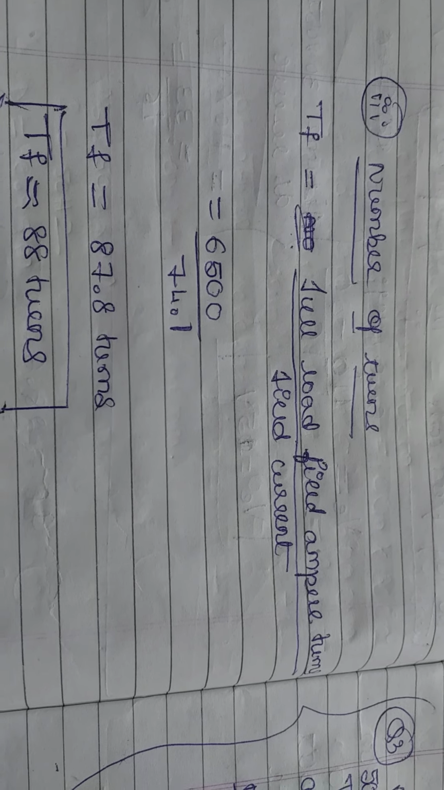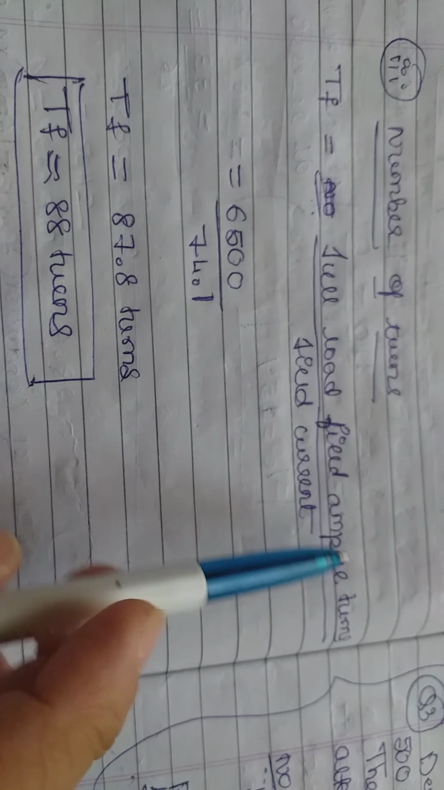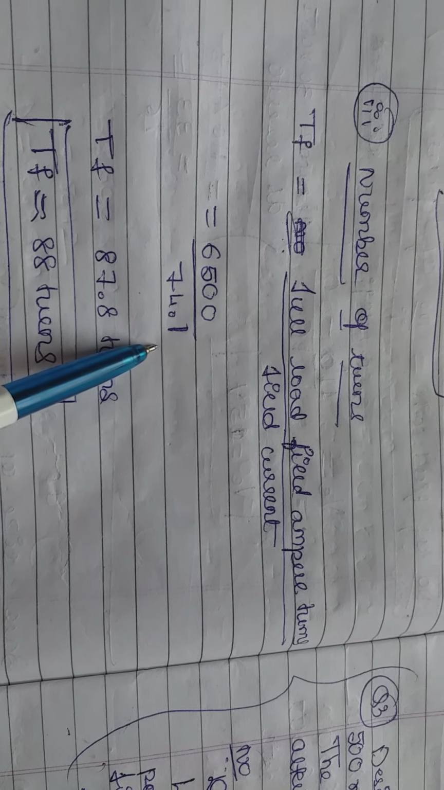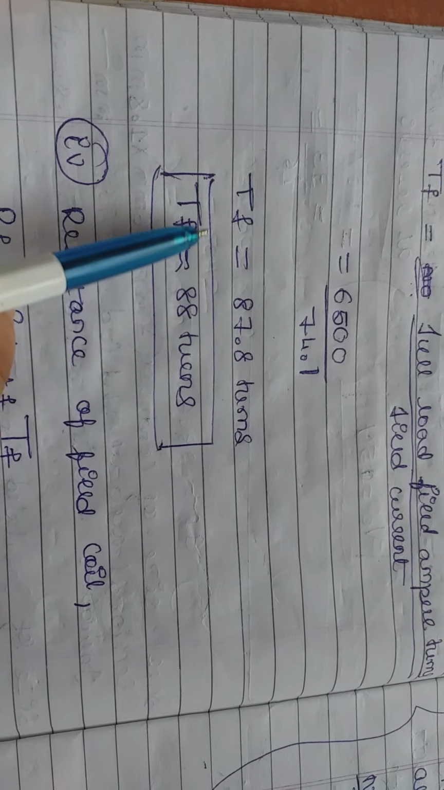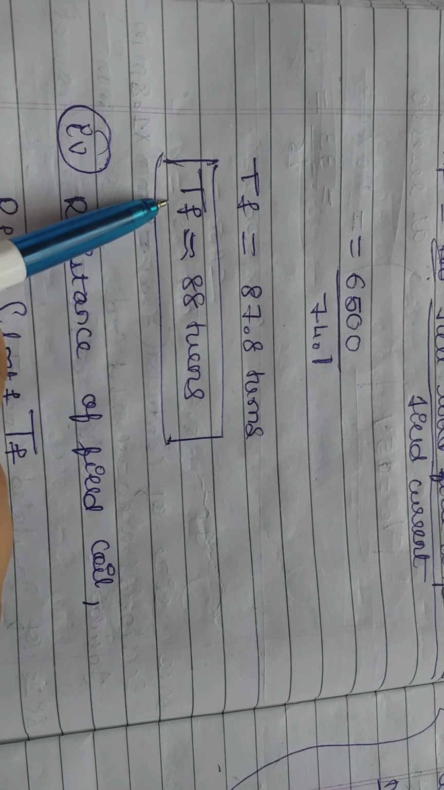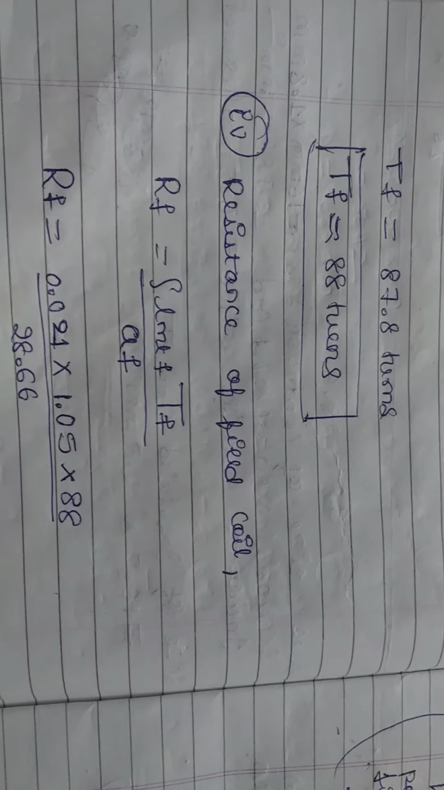Next our aim is to find out number of turns here. So number of turns is equal to full load field ampere turns divided by field current. Full load field ampere turns they have given and the field current also just now which we calculated, which is 74.1. So how much we are getting? TF is equal to 87.8 turns. That is, turns cannot be in the form of a decimal. So TF is equal to 88 turns here.